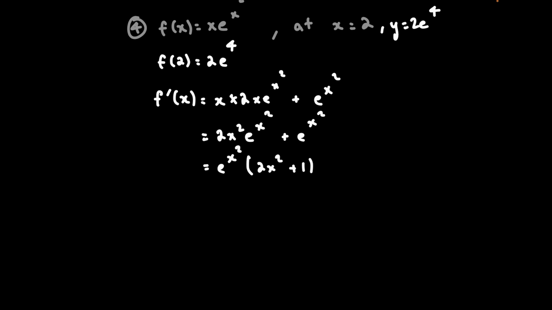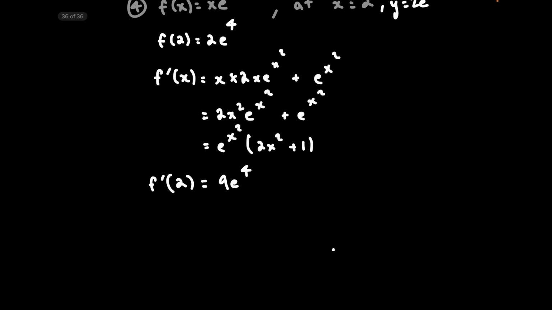Now, let's work out what is the first derivative when x equals 2. When x equals 2, it's e to the 4 times 4 squared. So 2 squared is 4, times 2 is 8, plus 1. So that's 9. So this is equal to 9e to the 4.